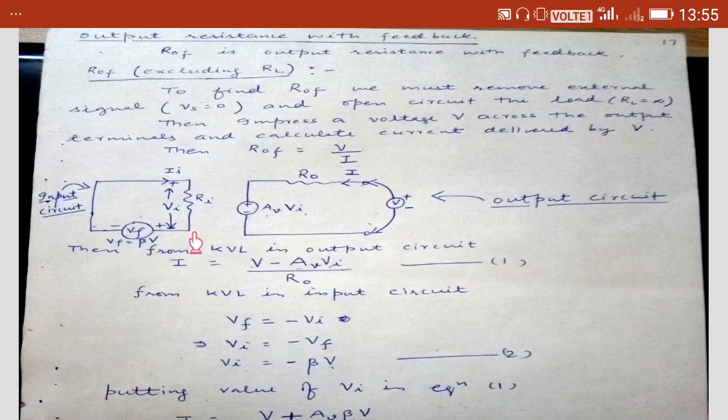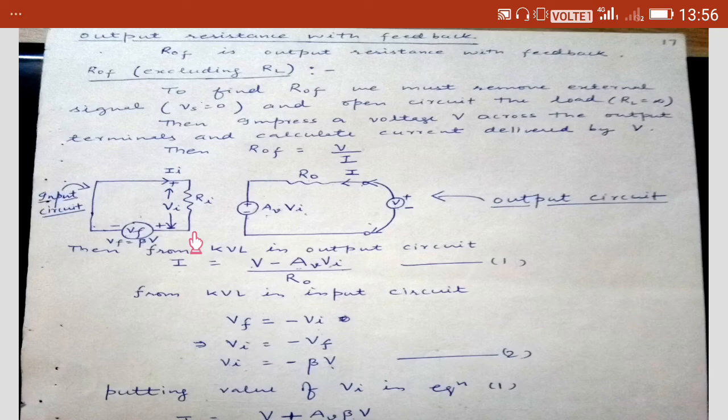Okay, you have to open the load. Secondly, you have to replace the independent sources by their internal resistances. Now, step third, you have to apply an external voltage or current source, and you have to find the produced voltage or current by that source, and you have to find the ratio of these two quantities. Now we can apply voltage source or current source.